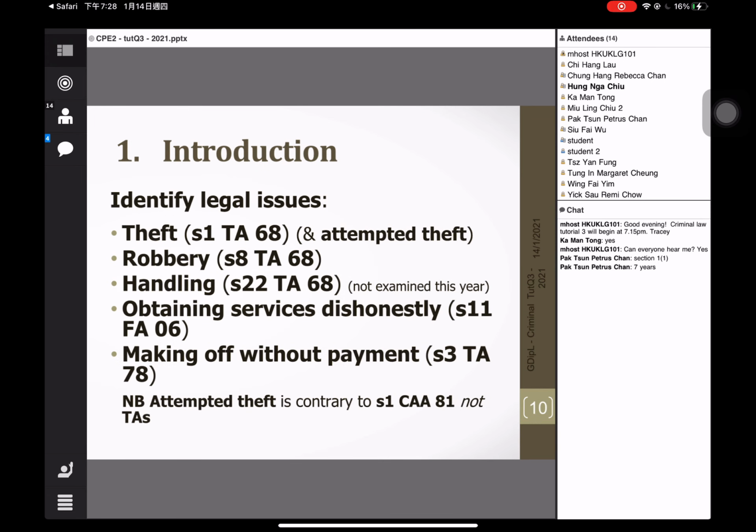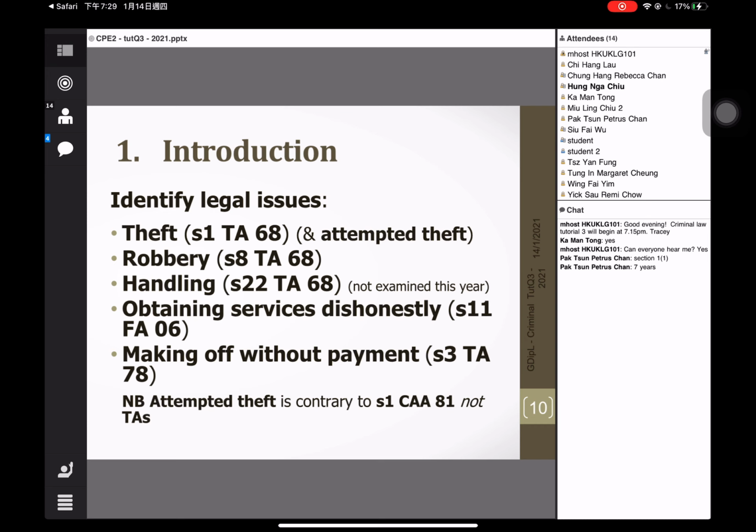So these are the offences that we would be considering. We'll focus on theft. We'll mention attempted theft because technically I don't think it, strictly speaking, comes within the scope of the question. Robbery, handling, it comes within the scope of the question, but you're not going to be examined on that.